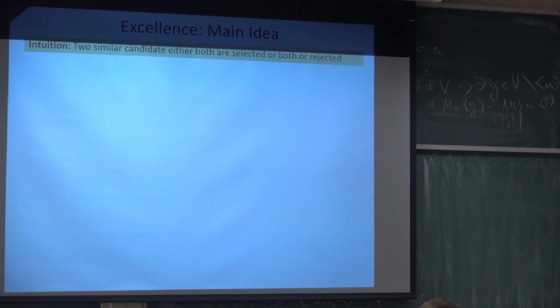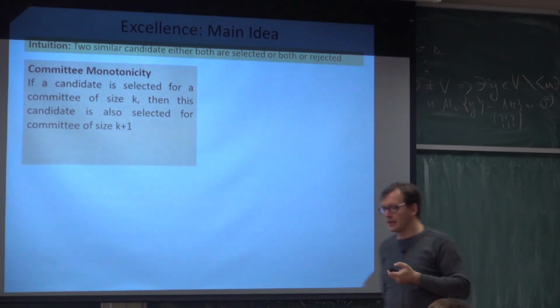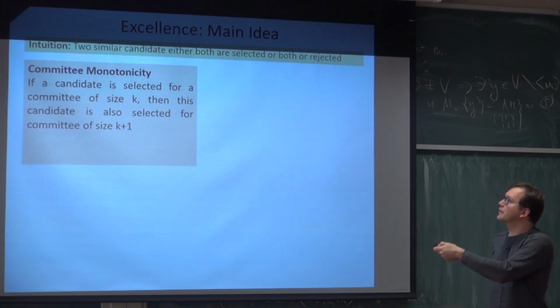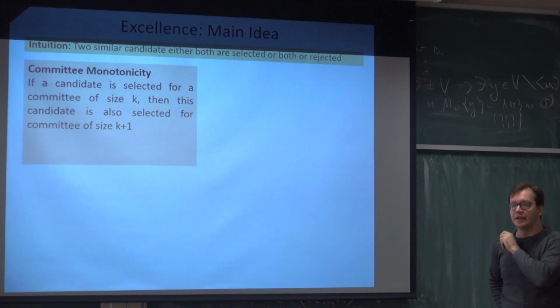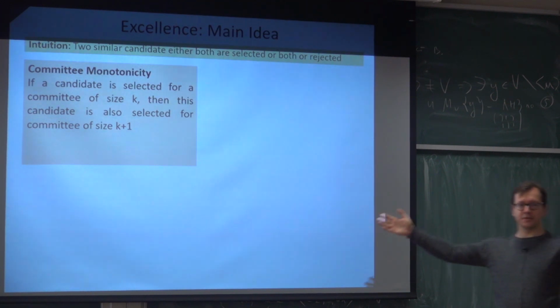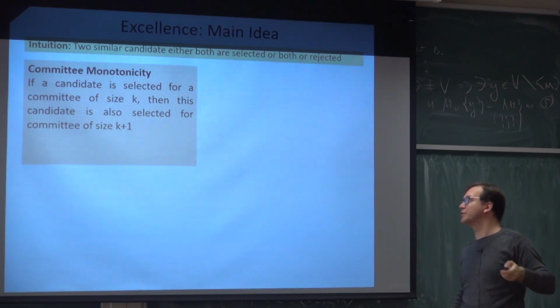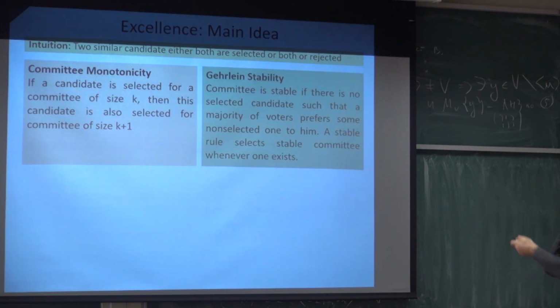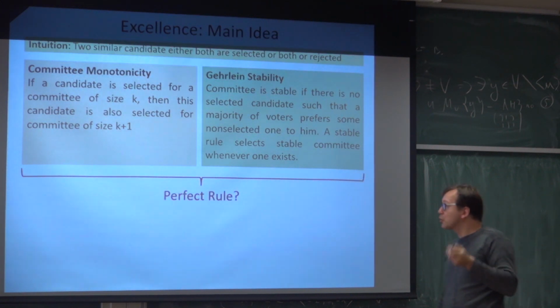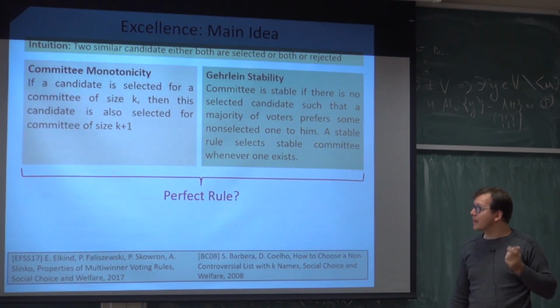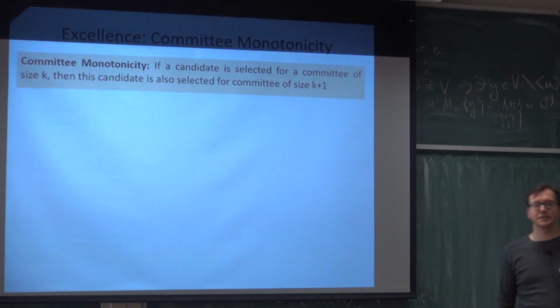So we saw that K-Borda is a nice rule. Now we often want to express our preferences axiomatically. One axiom that we thought was good is committee monotonicity, which is exactly: if you have a committee of size K and you increase the committee size, no one gets kicked out, we just add a new person. A different axiom is Gehrlein stability, and I will explain that in a moment. We would hope that if we can satisfy both these axioms, then we have a perfect rule. But let's first focus on committee monotonicity.